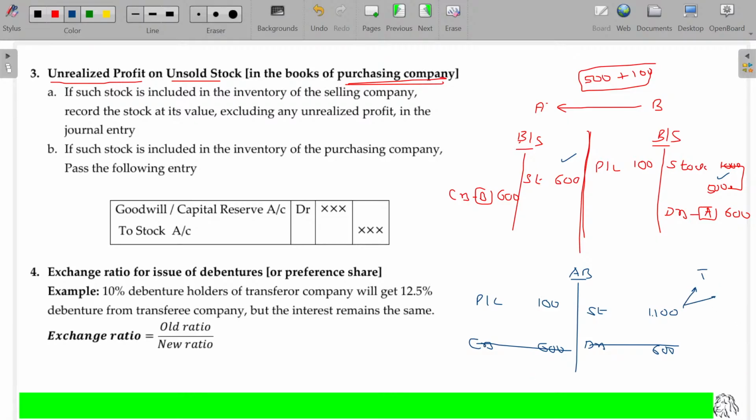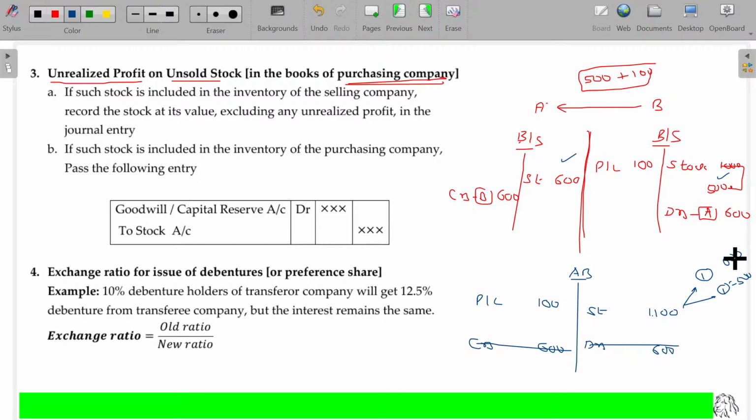One item I have taken from A, one item taken from B, and B says it is 500 rupees, A says 600 rupees. How logically it seems to be incorrect. Only then we realize, oh, this is the goods from B. As per B's account, it is only 500 rupees worth. Now A and B both merged means both the stocks become the stock of A and B.